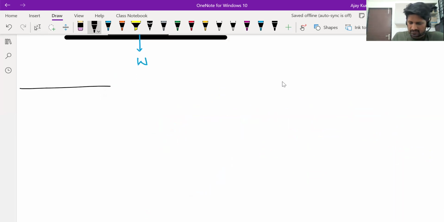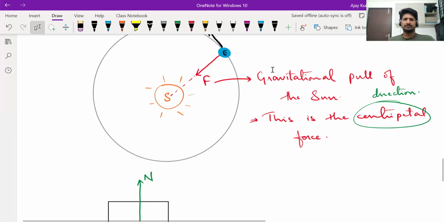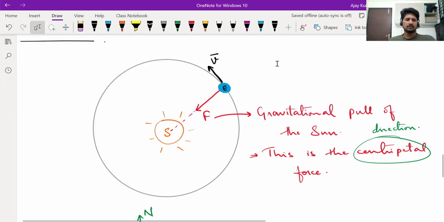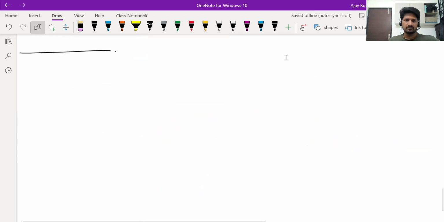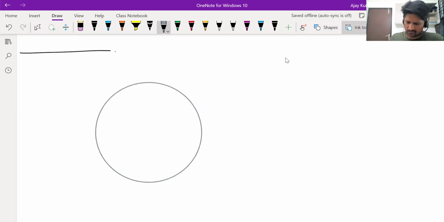Can you all think of any other examples of objects moving in circles? The electron around the nucleus. Electron around a nucleus. Very good. Those of you who studied atomic structure must be aware of it. We know that electrons revolve around the nucleus in an atom.